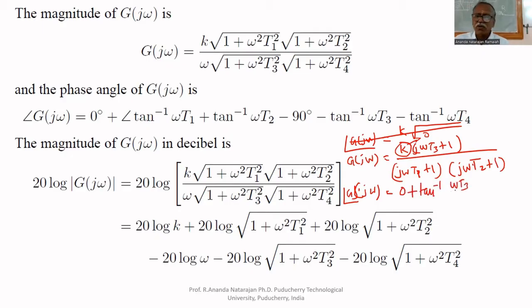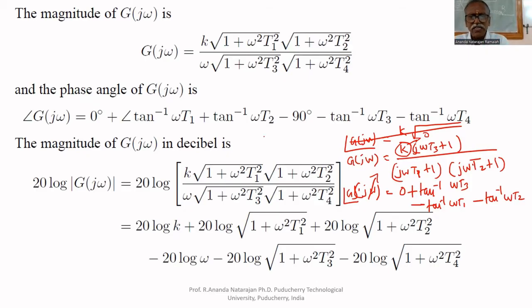No need to write that one. Omega T3 minus, because it is in the denominator, tan inverse of omega T1 minus, divided by 1, the real part. No need to put that. So tan inverse of omega T2 divided by 1. This is the angle plot. So we have to vary omega from 0 to infinity and get different values. We can plot without doing any experiment. We can find the phase plot as well as the magnitude plot. That is called Bode plot.